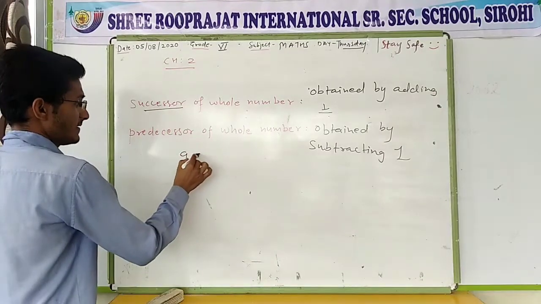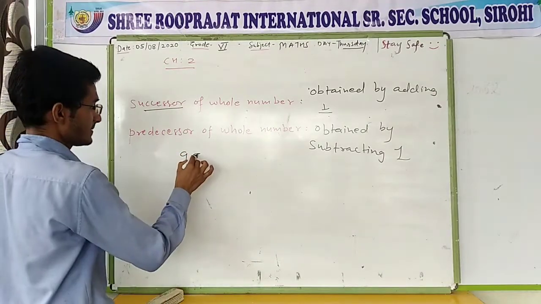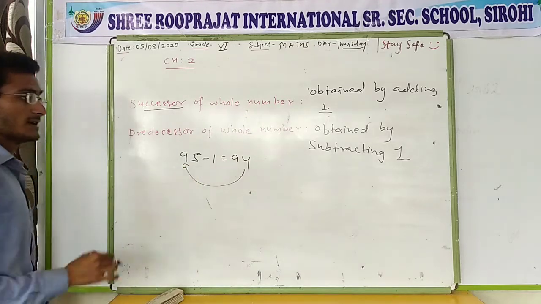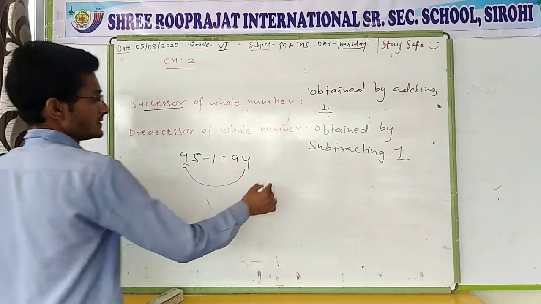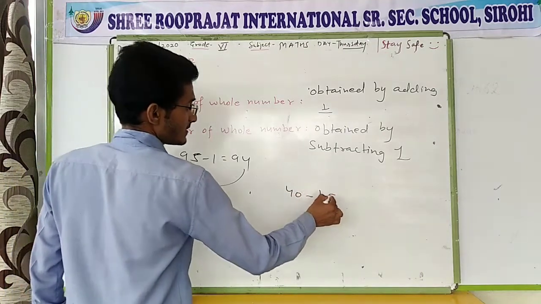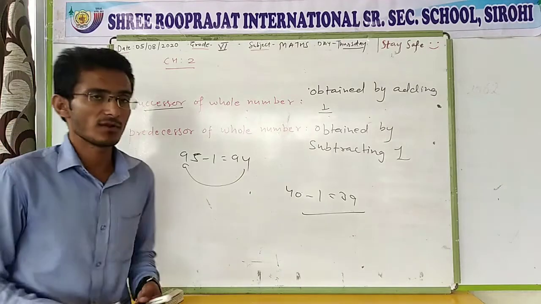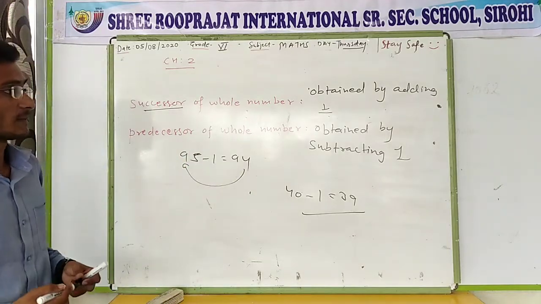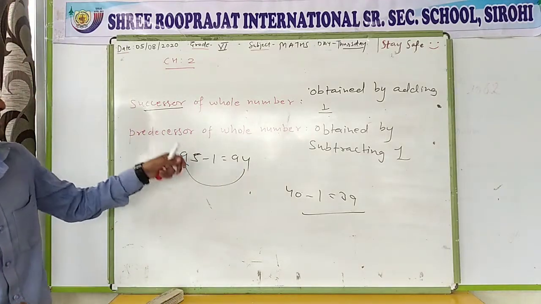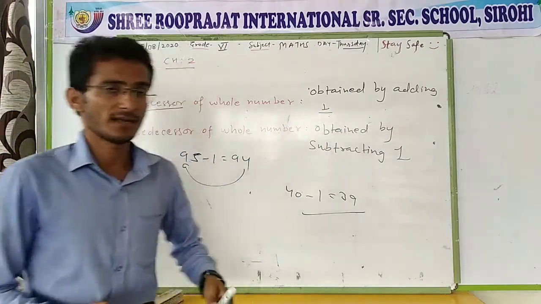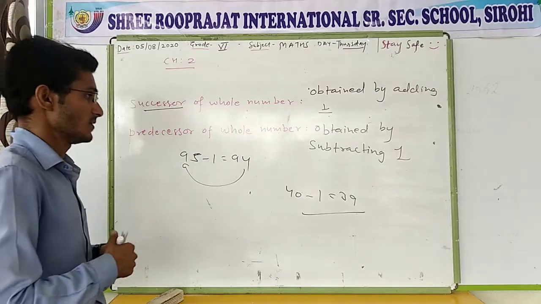Suppose your number is 95. If we talk about the predecessor, that means you have to subtract 1, you will get 94. So 94 is the predecessor of 95. Same as it is 94 minus 1, you will get 93. And like this you can find more and more successors and predecessors. So just keep in your mind, successor means you have to add 1 and predecessor means subtract 1. Okay?